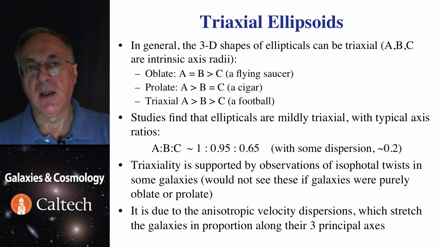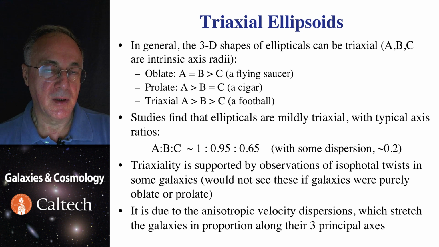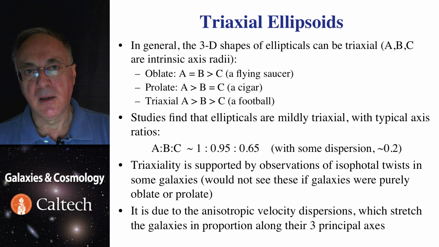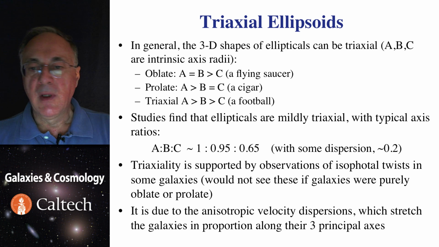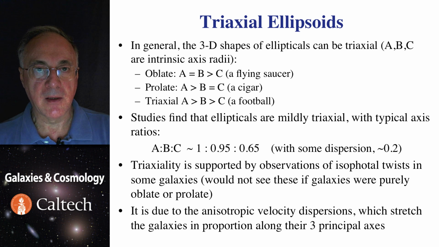Another case is that if one axis is equal to another, and those are bigger than a third one, then it's a football, it's a prolate ellipsoid. On the other hand, if one axis is shorter and the other two are equal, we have an oblate ellipsoid, a flattened thing, a flying saucer. And more generally, we have three axes of different lengths. So on average, the actual ratios are shown here. In fact, the ellipticals are fairly close to being oblate ellipsoids, flattened along one direction, but not perfectly so.